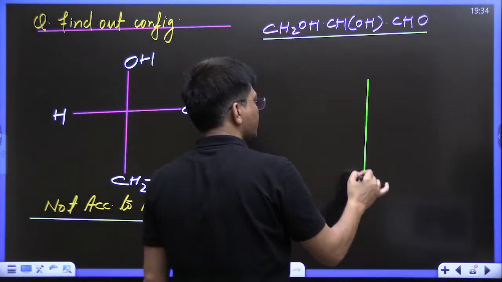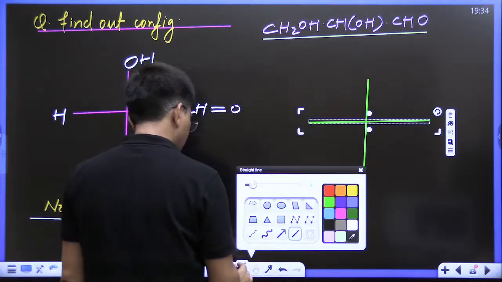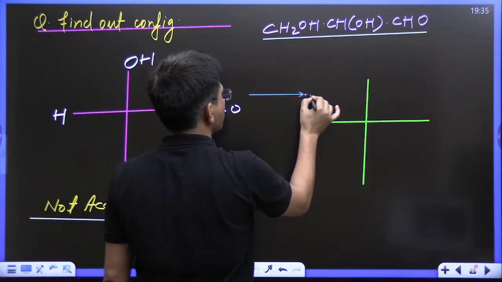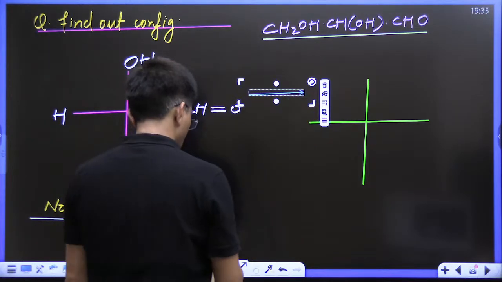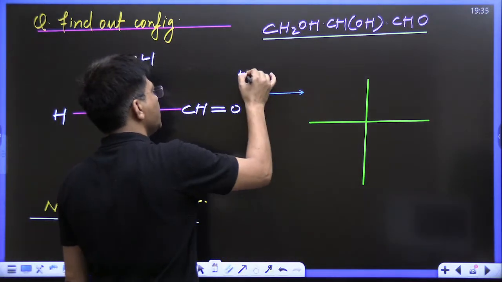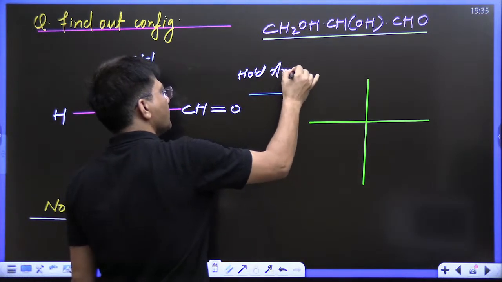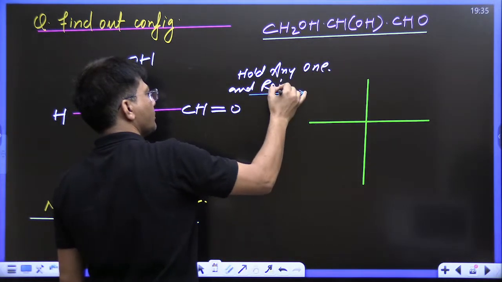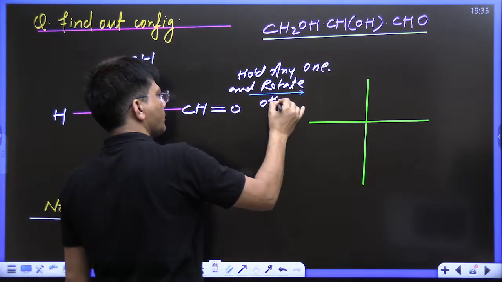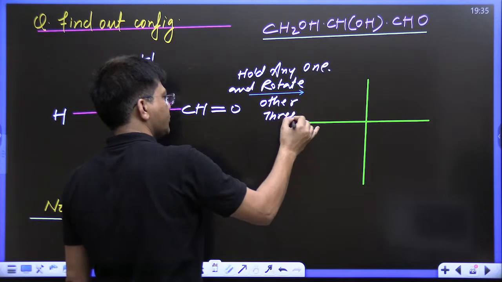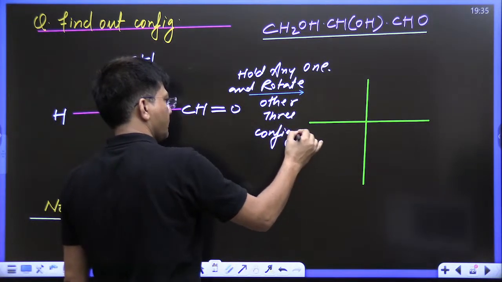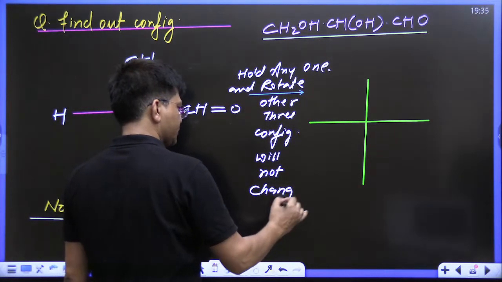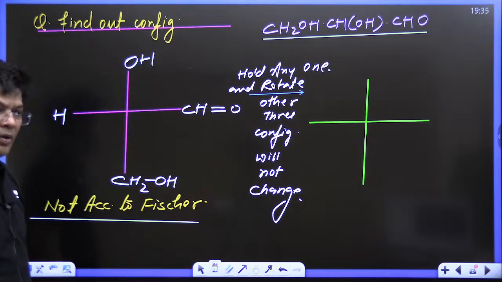Draw the sign like this. I have told you on that day: hold any one group and rotate the other three. Configuration will not change. This thing I have told you, not, kids. Do you know this thing?